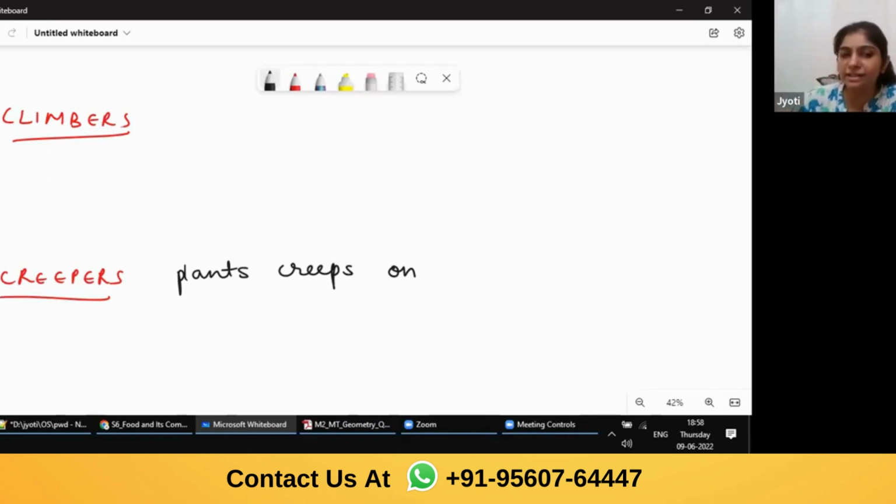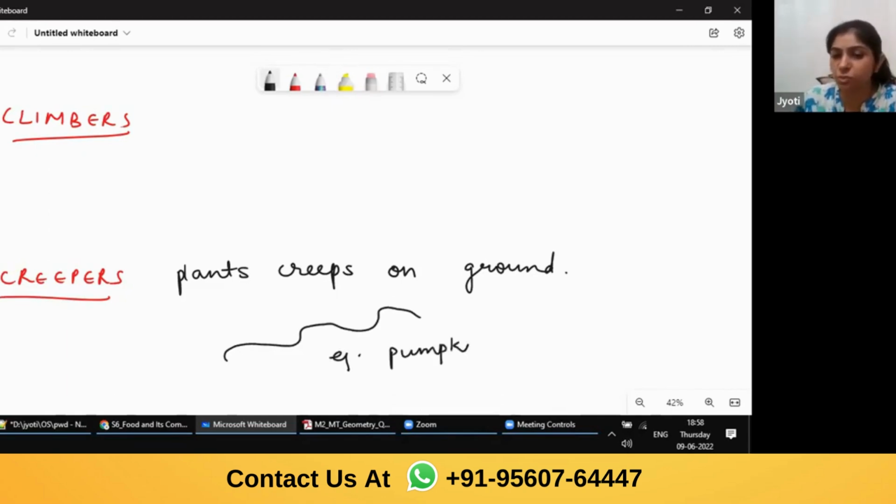In the same manner, creepers are the plants that creep on the ground like a snake, and start growing like this on the ground. For example, pumpkin, as these are fruits which are very heavy. Yes, they cannot stand, and the weak stem is there. Creepers have a weak stem. Pumpkin and watermelon are examples of creepers. They are just creeping on the ground.